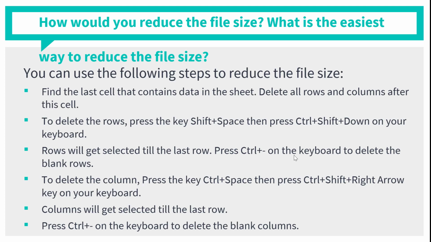To delete the rows, press Shift plus space, then press Ctrl Shift Down on your keyboard. Rows will get selected till the last row. Press Ctrl plus or minus on the keyboard to delete the blank rows. To delete the columns, press Ctrl space and then press Ctrl Shift Right arrow on the keyboard. Columns will get selected till the last column, and press Ctrl plus or minus on the keyboard to delete the blank columns.